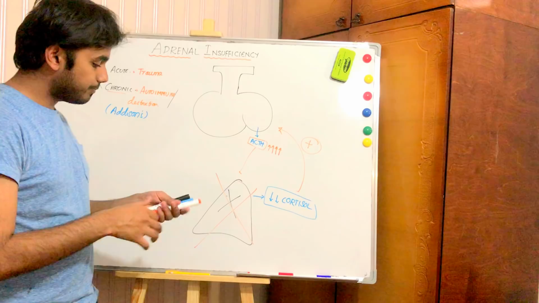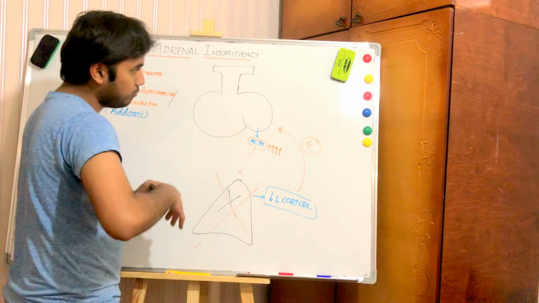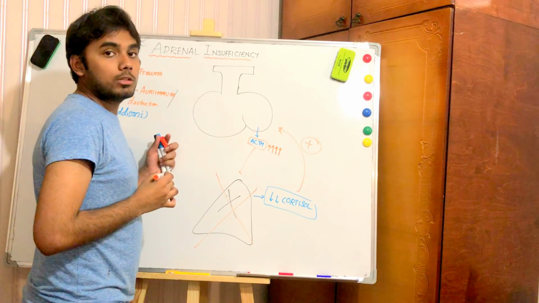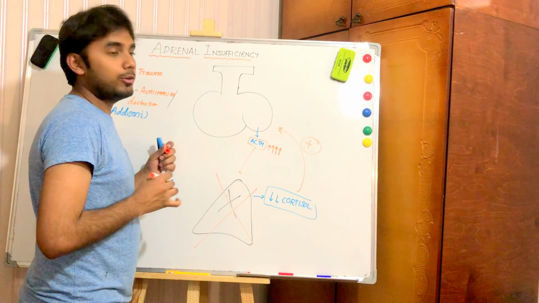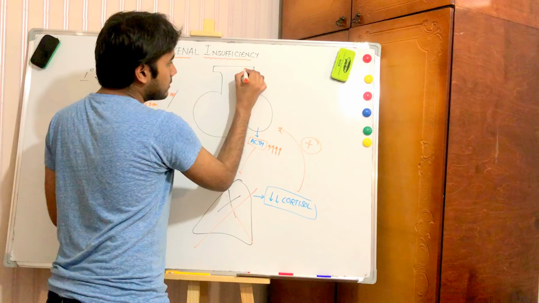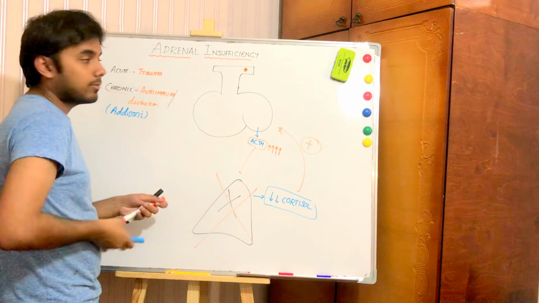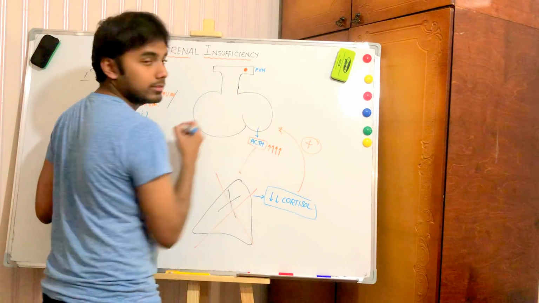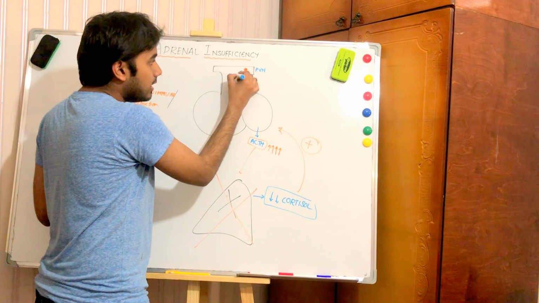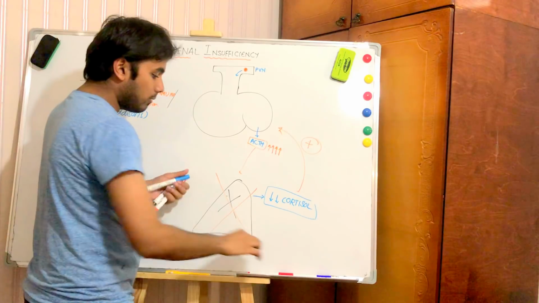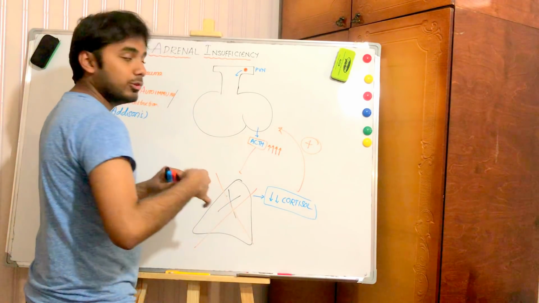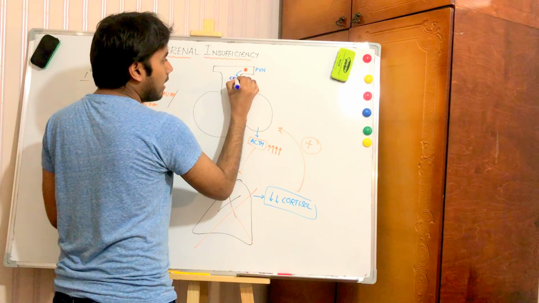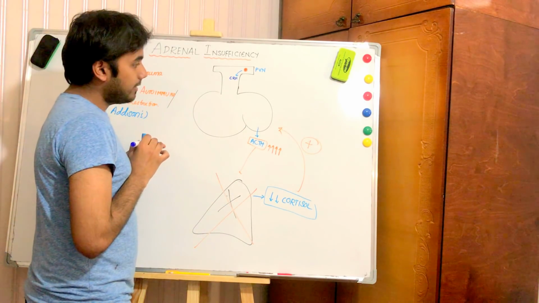Why? Look, normally what happens is, from the hypothalamus there is a nucleus called PVN, the paraventricular nucleus. Look, this is the nucleus, and this nucleus is named the paraventricular nucleus. This nucleus releases a hormone, and you name it corticotropin releasing hormone, CRH, right?